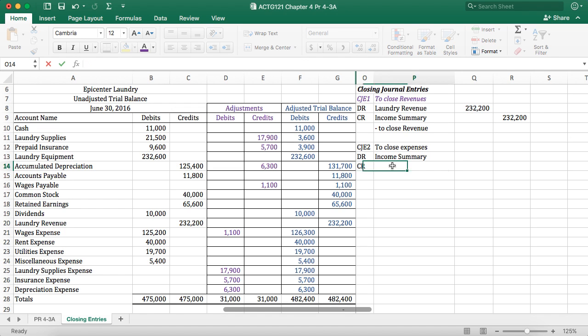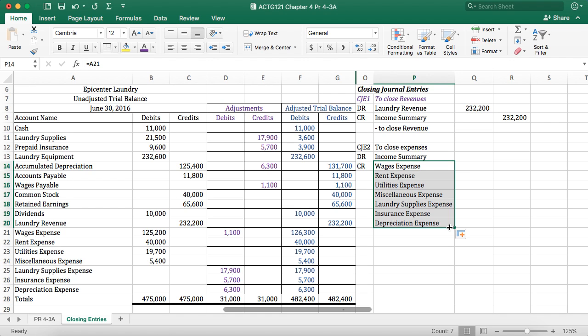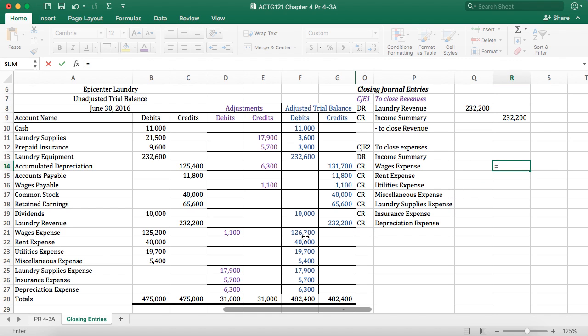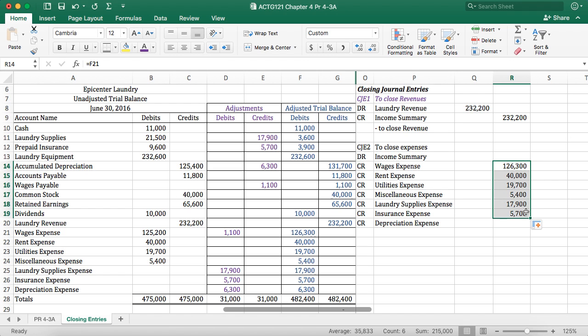And then we're going to credit all these expense accounts. It's best to do it just in the order that you have it. And I'm going to take a little shortcut. I'm going to just do a copy paste. So I've listed them all. And if it's a debit balance, we need to close it with a credit. So we're going to credit wages for 126,300 and all the others. Whoops, I missed one.